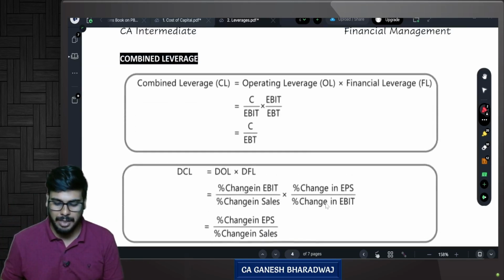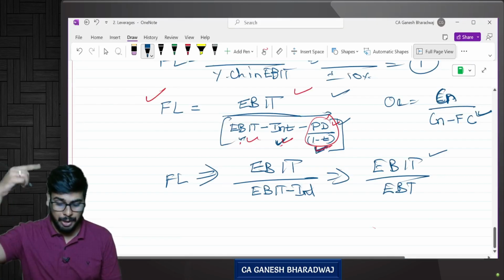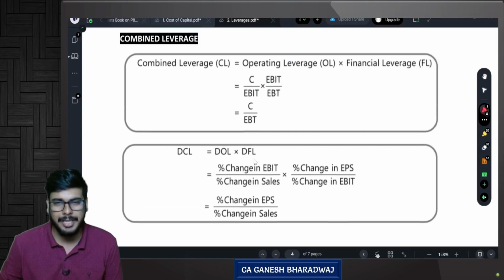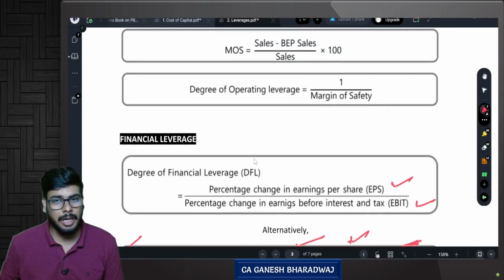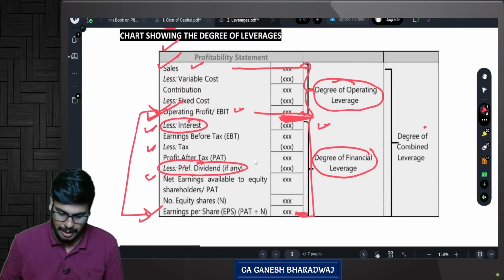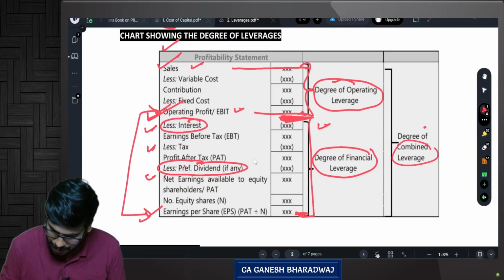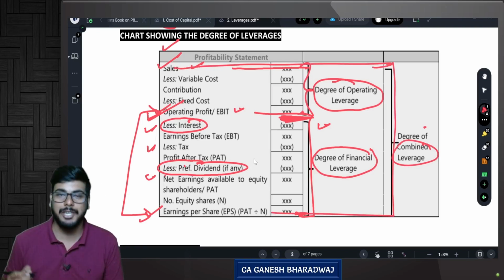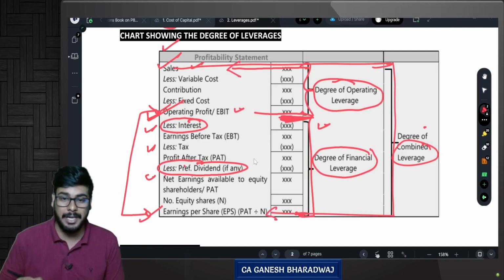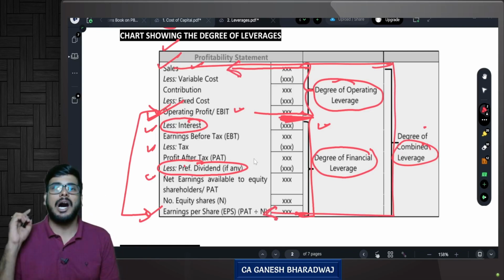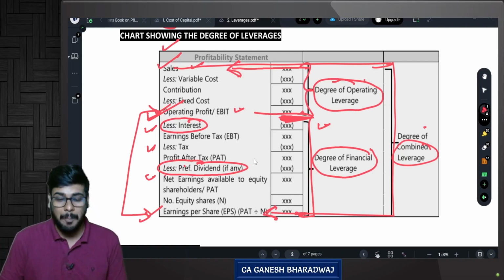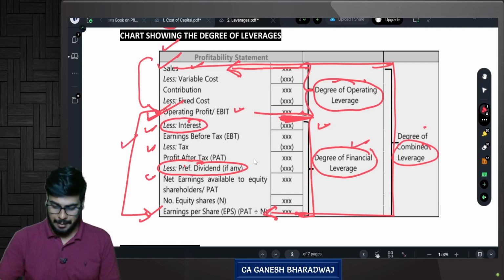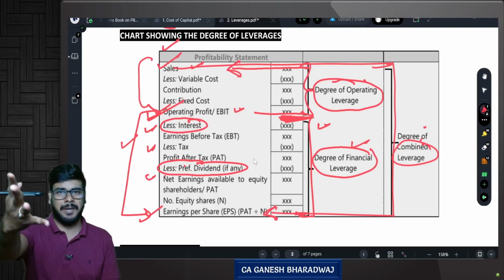Now, what do you mean by a combined leverage? Don't worry, I'll come to operating leverage, margin of safety and all that. What do you mean by combined leverage? It is a combination of your operating leverage and your financial leverage. Or in other words, combined leverage talks about the relationship between the topmost item and the bottommost item, that is, the relationship between sales and your EPS. So operating leverage talks about the first half of the income statement, financial leverage talks about the second half, and combined leverage talks about the entire income statement. Are you clear with this?